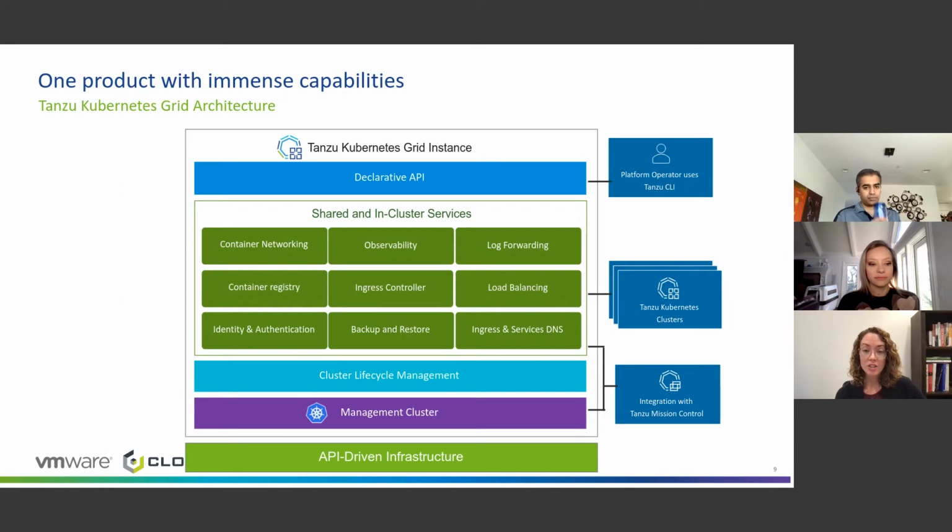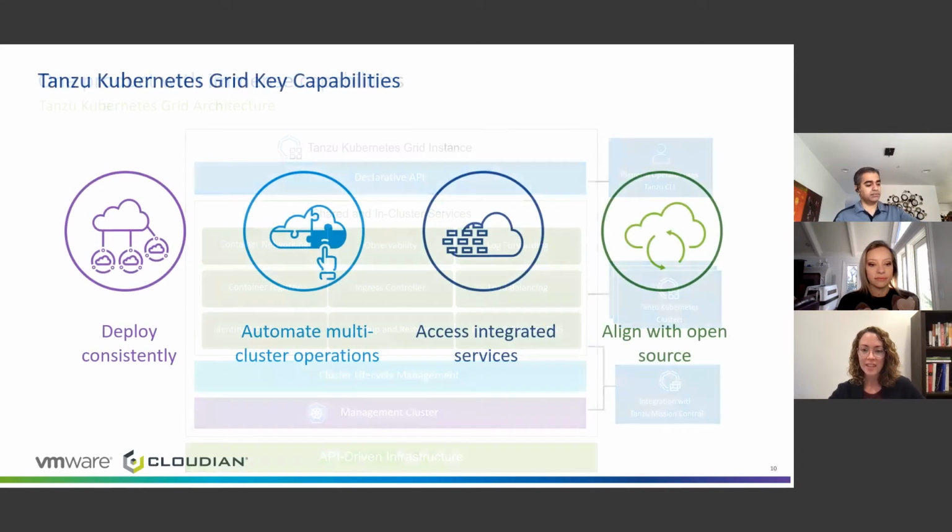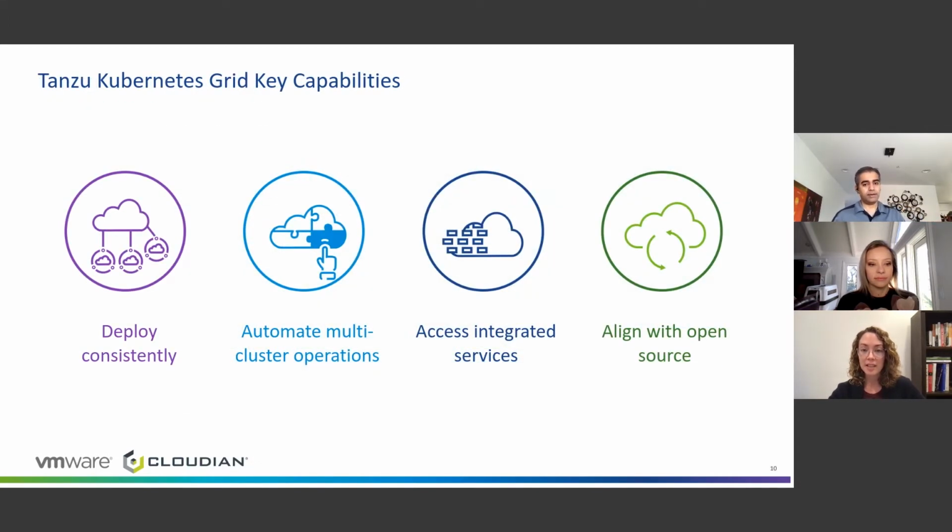In doing so, TKG offers a variety of benefits to unlock real potential in upstream Kubernetes and the ecosystem of open source cloud technology like Cloudian brings. So to get into some specific TKG capabilities, the overarching benefits of TKG are the ability to deploy consistently, to automate multi-cloud operations, to access integrated services, and align with your open source applications.